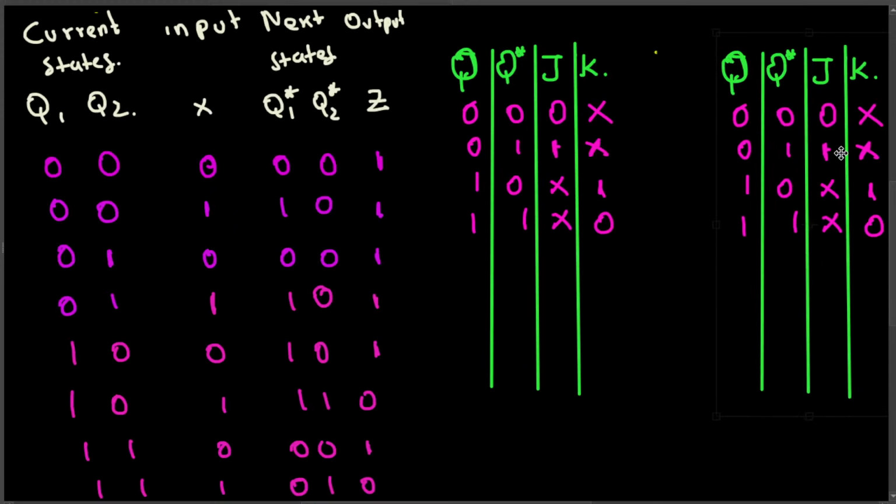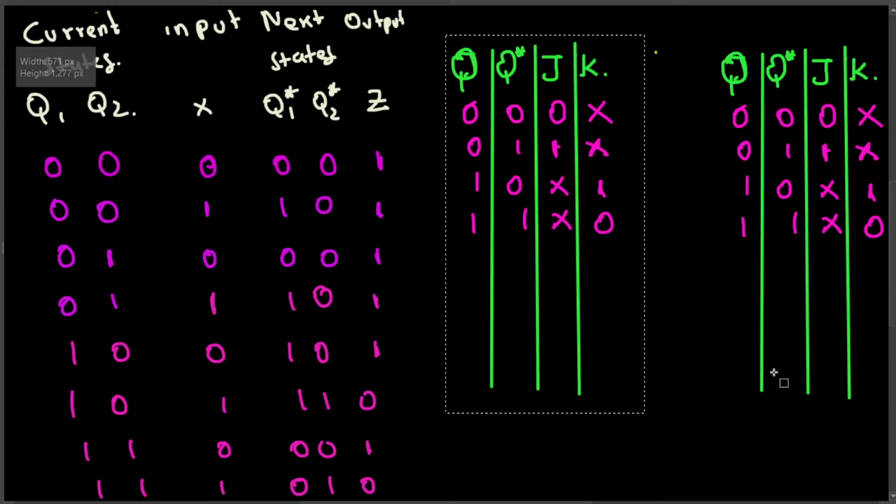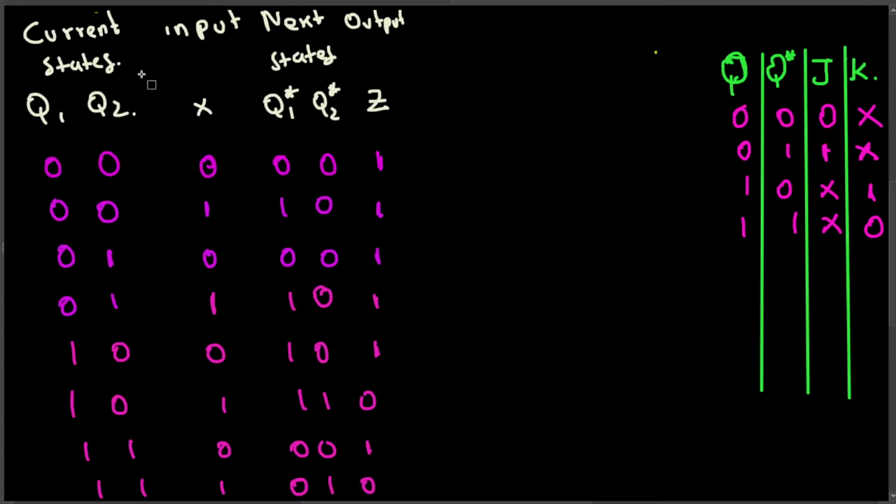Okay, I'm bringing it here and erase this one. Okay, let's go. So here we are going to have two flip-flops, JK flip-flops. First one is J1 K1 and the second one is J2 K2.